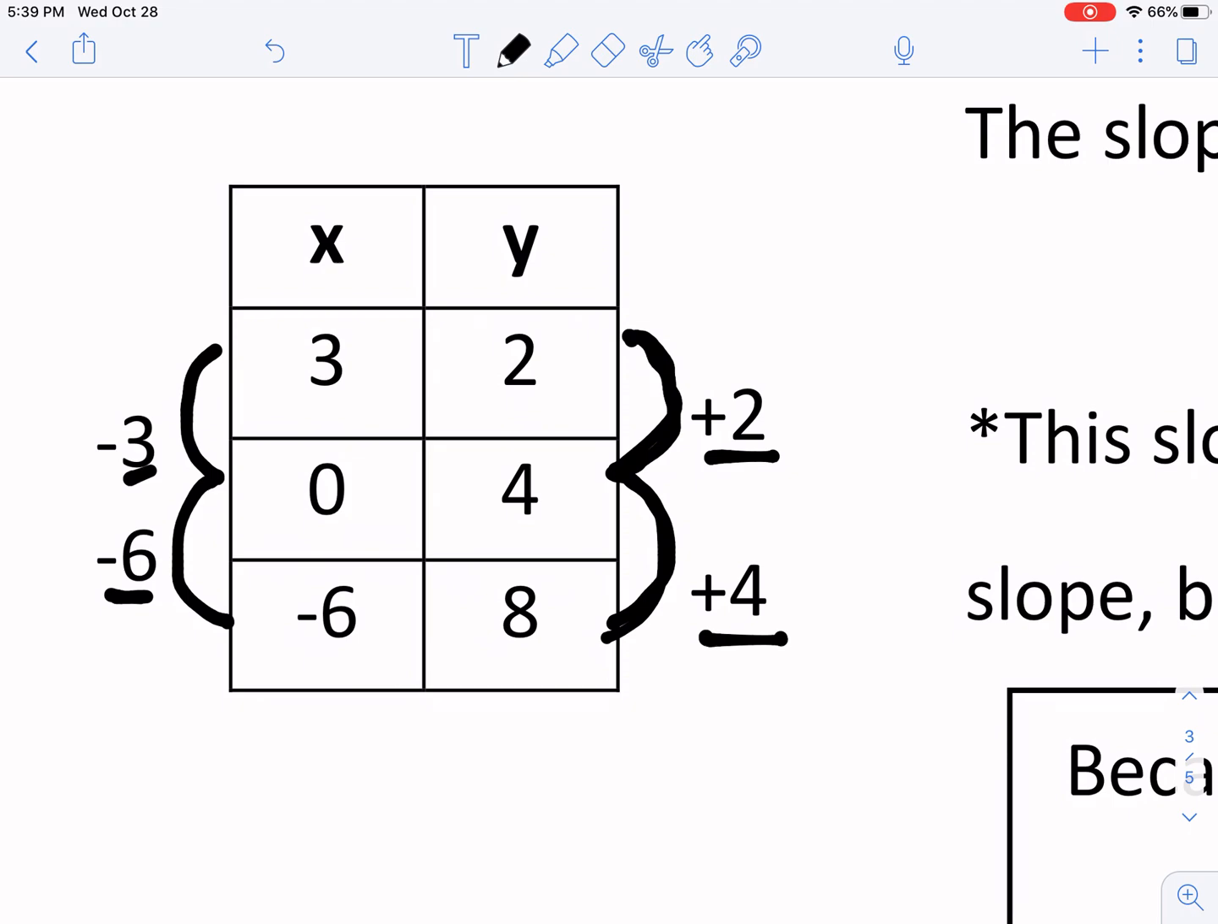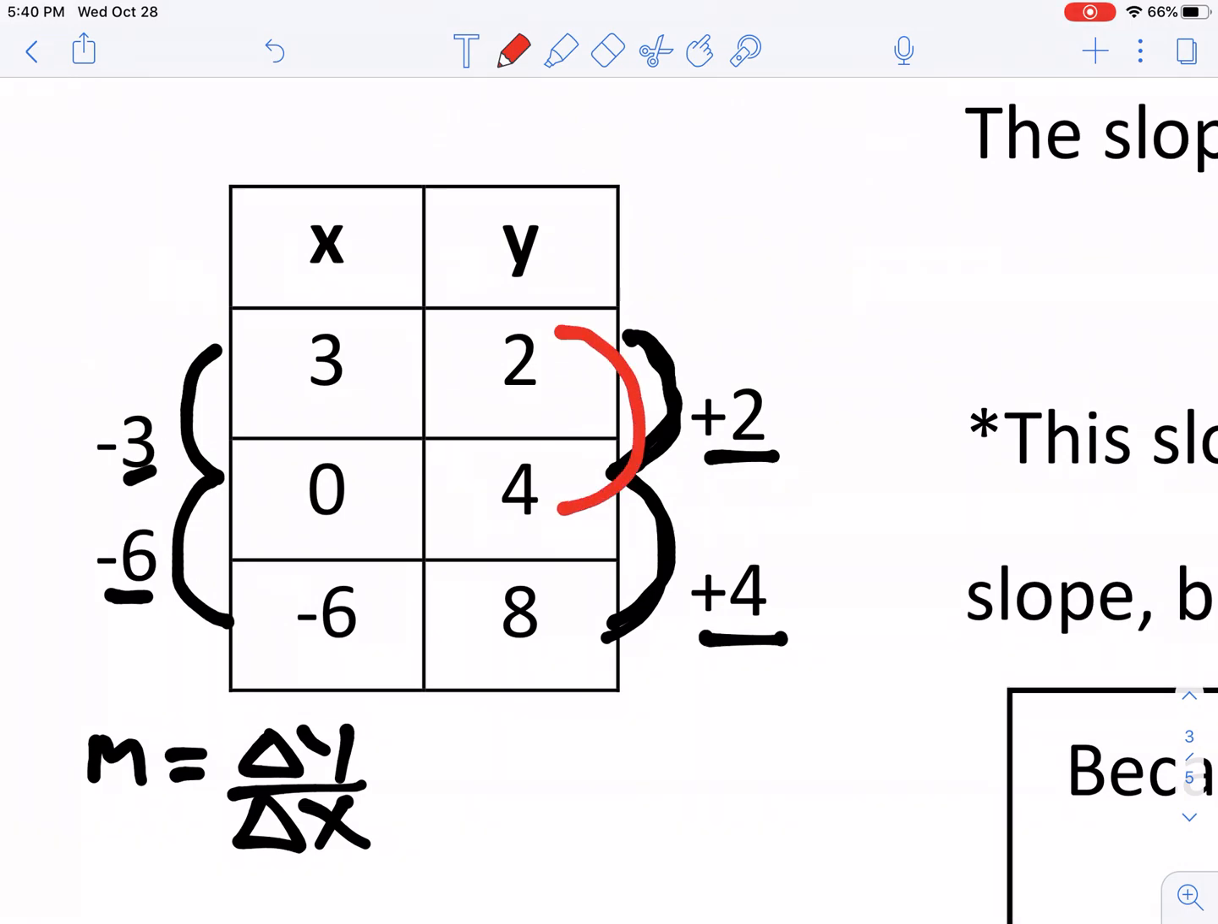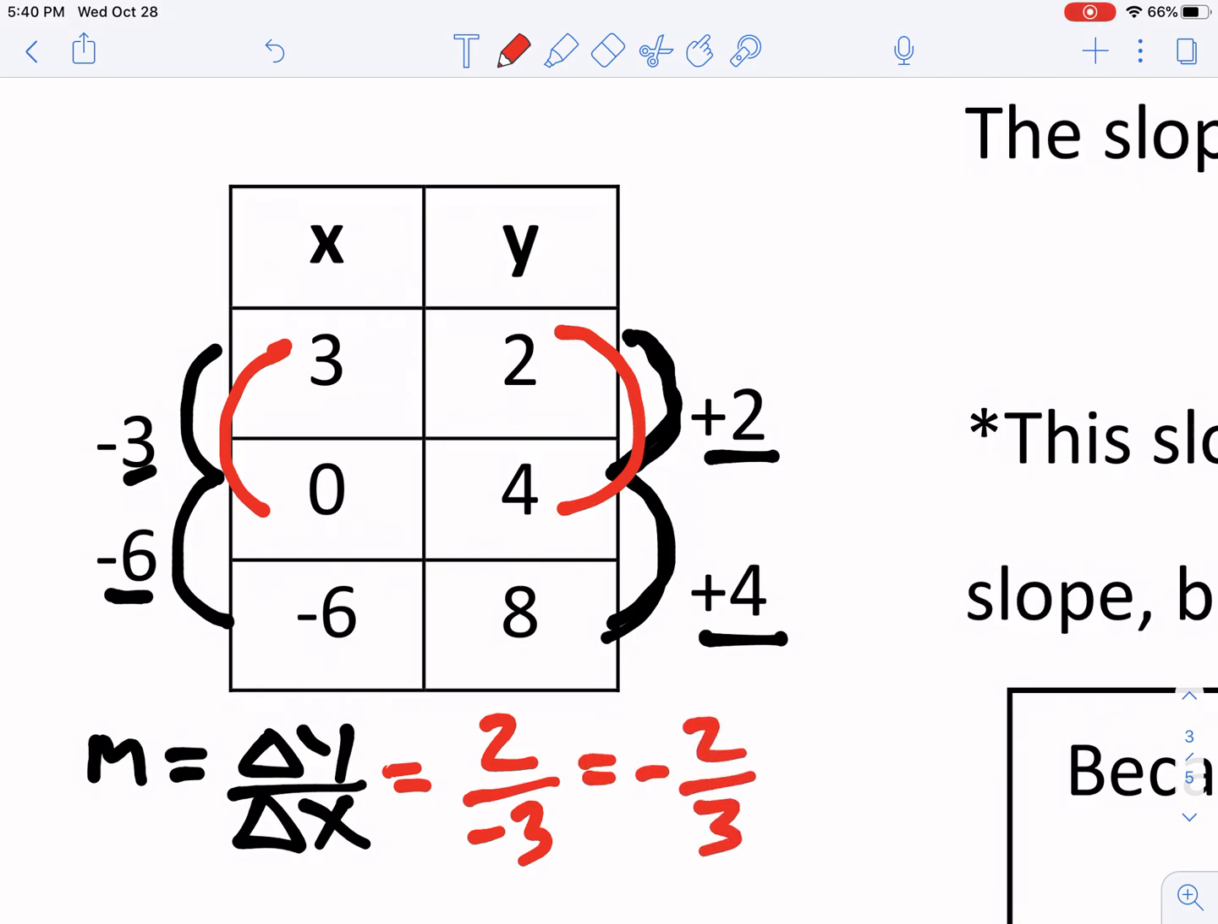With that in mind, again, the slope is the change in y over the change in x. We have 2 different situations here. In the first situation, it was a positive 2 for my change in y, and, making sure we're using the same values, it was a negative 3 for my change in x. Well, what would that be? A negative 2 over 3. That would be the slope.